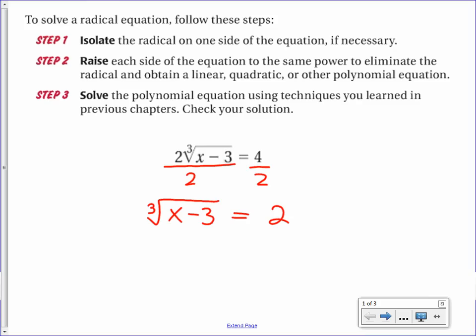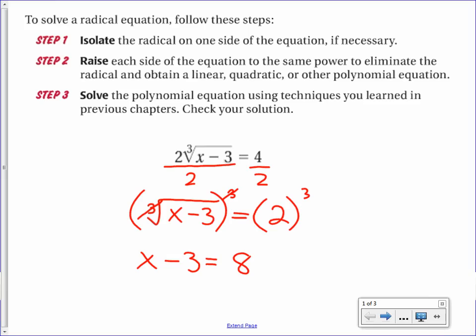Now we're ready for step 2, which says raise each side of the equation to the same power. So if we have a third root and we want to get rid of it, we're going to raise both sides to the third power. You have to do it to both sides of the equation to keep it balanced. So we raise that to the third power, and we raise this to the third power. Now the third root and the third power cancel each other out, so we're left with only x minus 3 on the left, and on the right, it's 2 to the third power, which is 8.